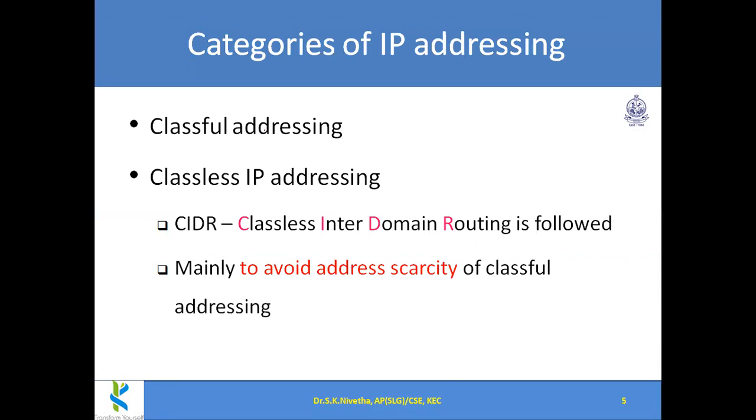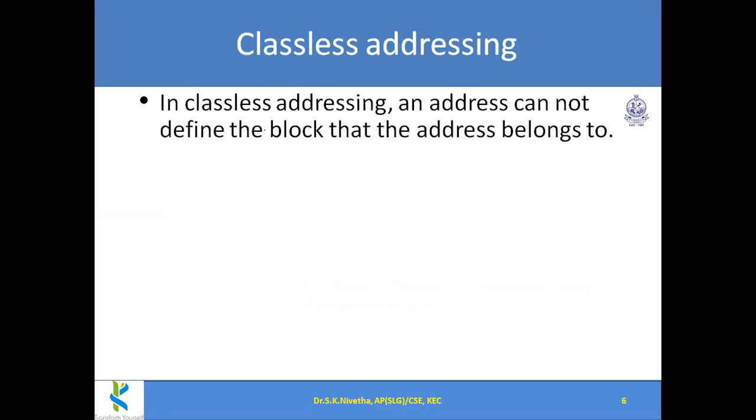The two major categories of IP addressing are classful addressing and classless IP addressing. Classful addressing has address scarcity issues. So we are going with classless IP addressing, which is actually derived from classful addressing. CIDR is used for classless IP. So in classless addressing, an address will not define the block.